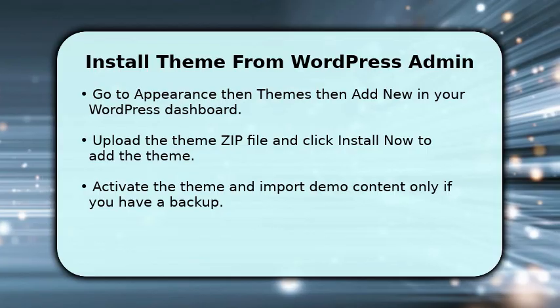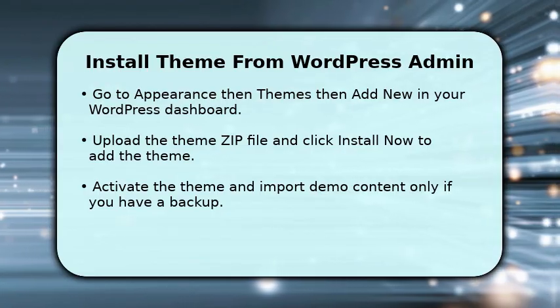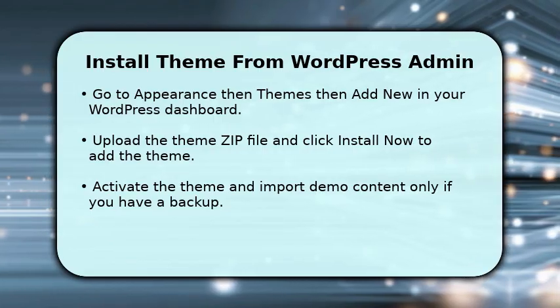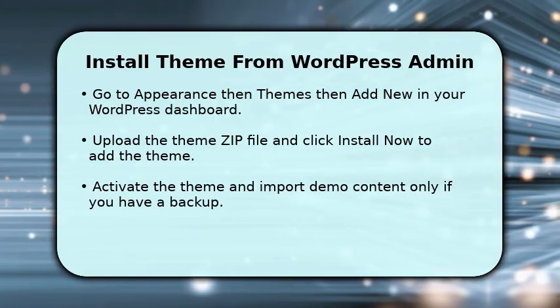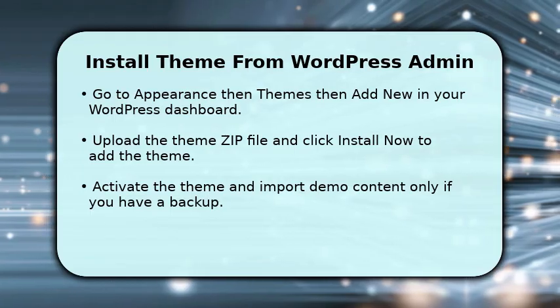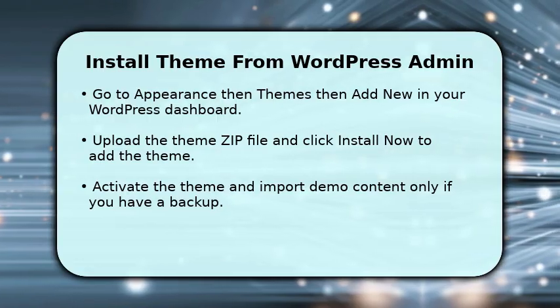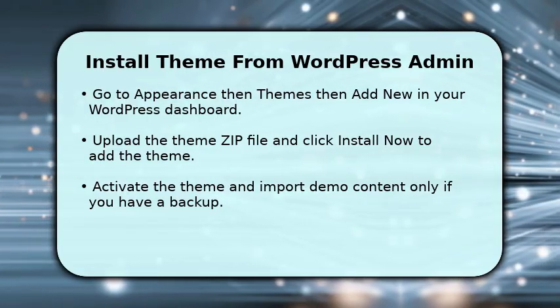Go to Appearance, then Themes, then Add New in your WordPress dashboard. Use the Upload Theme button to select your theme zip file from your computer. Click Install Now and wait for the upload and unpack process to finish. After installation, click Activate to make the theme live on your site.